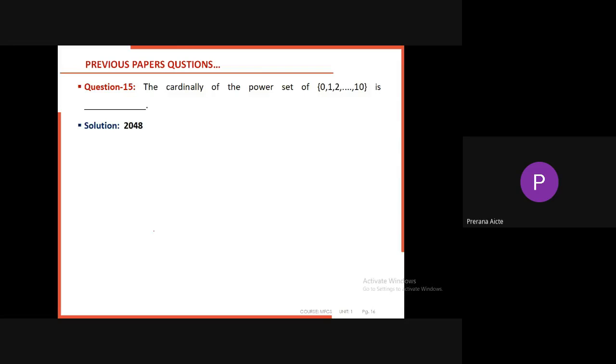Actually, this is very simple and a direct formula we have here. We already know the total number of subsets is given by 2 to the power of n. Now, how many elements are there in the set? If you are going fast, you will assume it is 10, but it is not 10, because 0 is also there, so it is 11. So it is 2 to the power of 11, which is equal to 2048. So this is another question which we can easily answer.